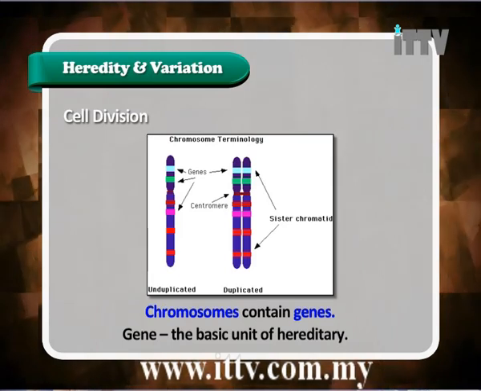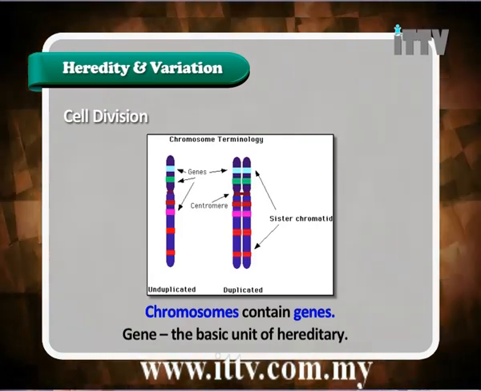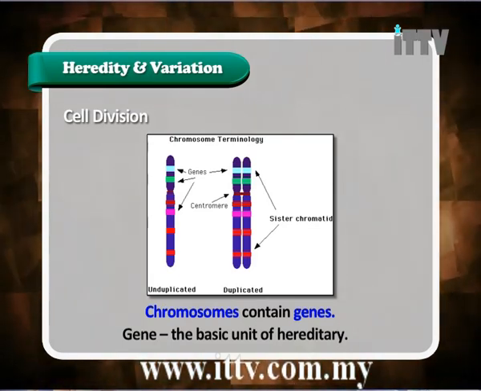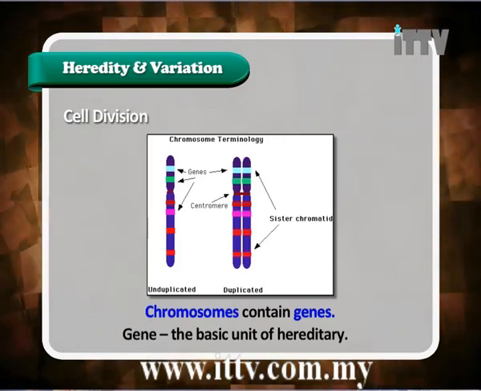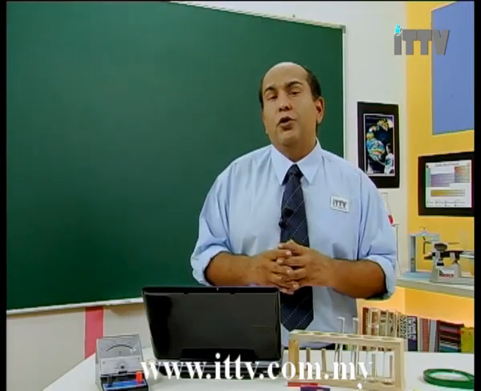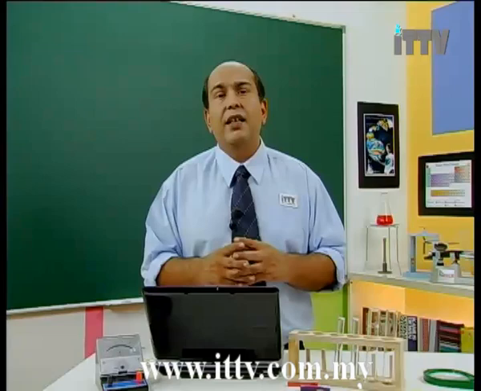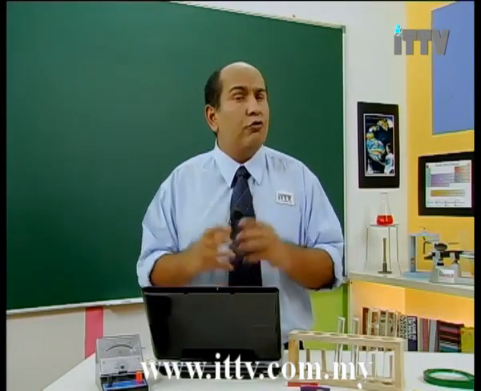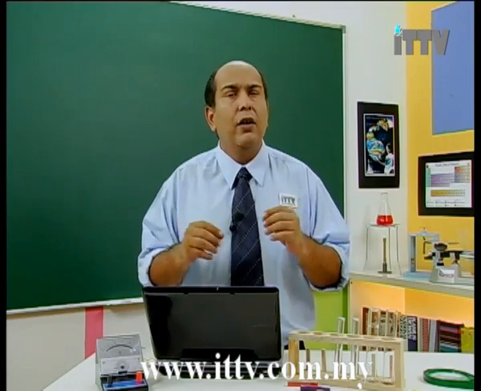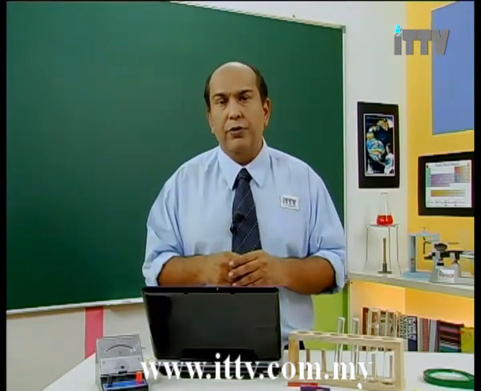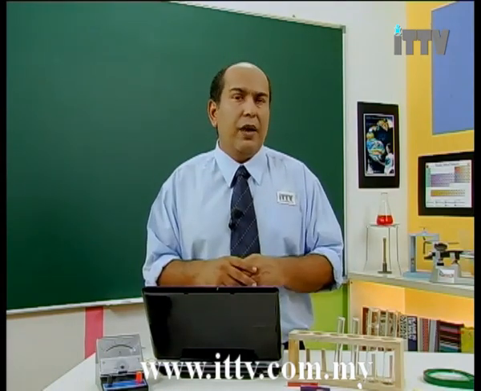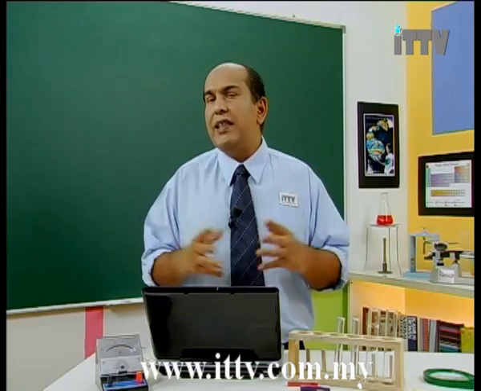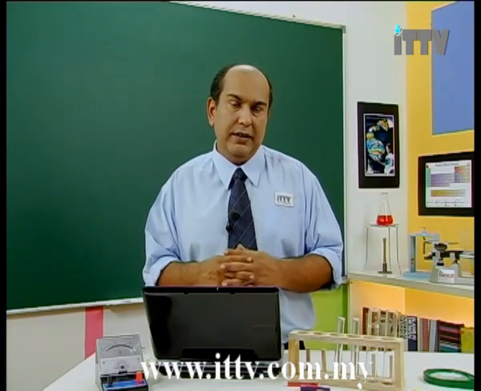Chromosomes contain genes. A gene is the basic unit of heredity. On each chromosome, we have sections that are called genes. Each gene controls a particular trait or characteristic about you. If you have brown eyes, that means you had the gene for brown eyes.